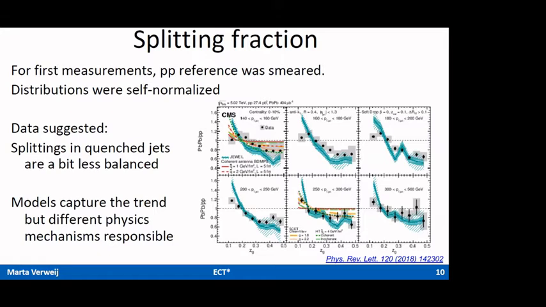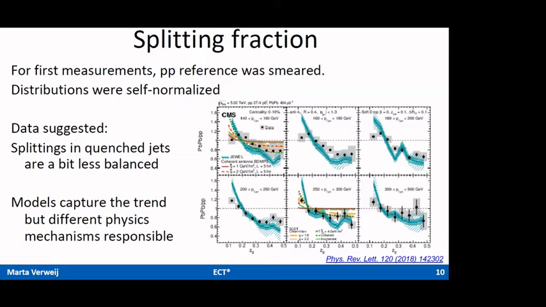But these models have different physics mechanisms in there. So in the case of JEWEL, it seems to be mostly caused by the medium response, which promotes a subjet which otherwise wouldn't have passed the grooming condition. Whereas for the coherent antenna picture of BDMPS, it's really the coherent energy loss. And the same for the higher twist calculation here. It doesn't really allow us to distinguish between these, since all models capture this trend.